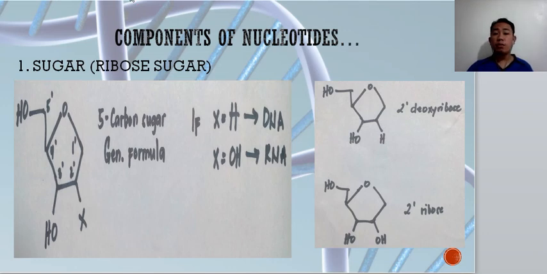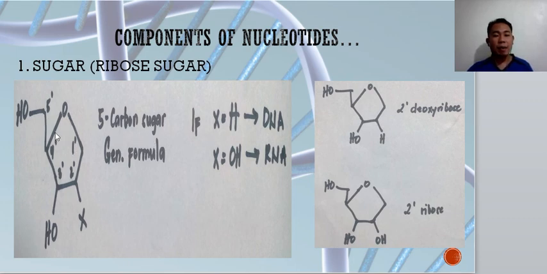Now, let's take a look deeper at the different components of nucleotides. One is the sugar, or the ribose sugar. In this structure, we have the pentose sugar. Why is it called the pentose sugar? Because it has 5 carbons: 1, 2, 3, 4, 5. This is actually the general formula of a ribose sugar, the 5-carbon sugar.